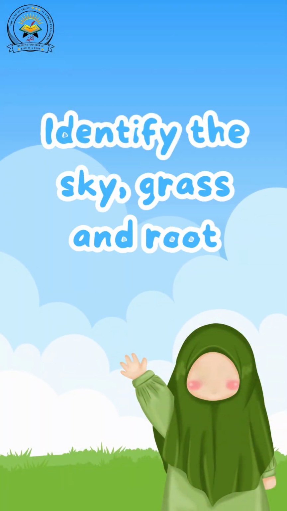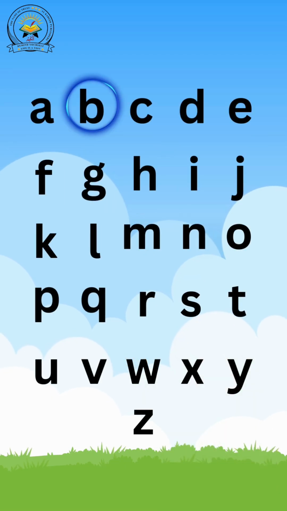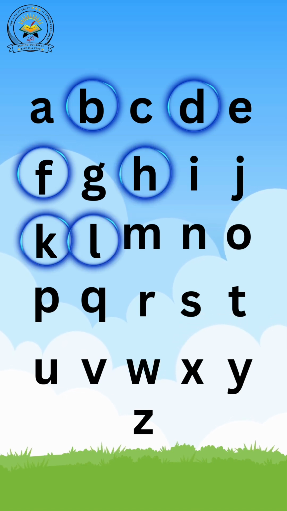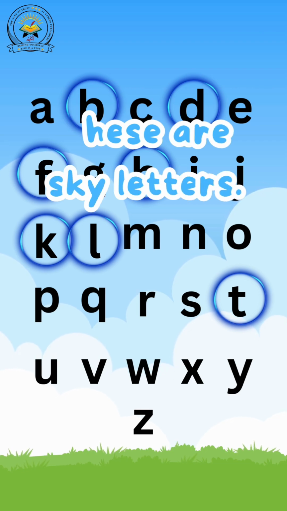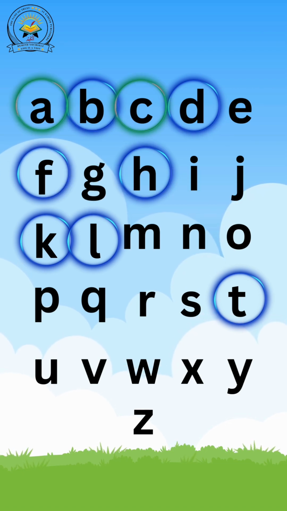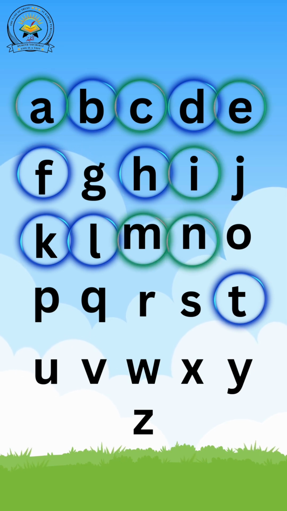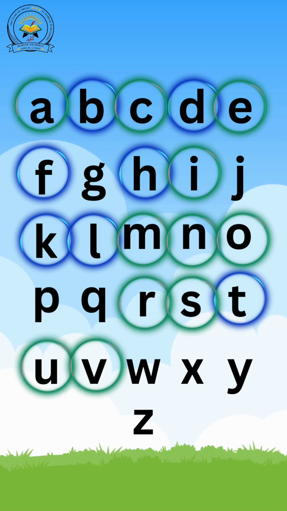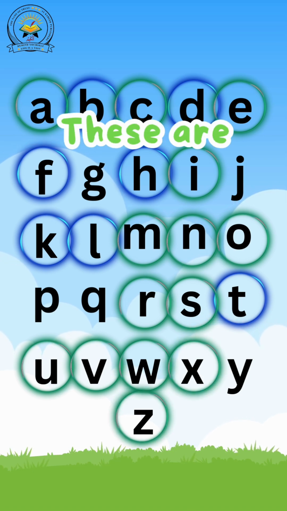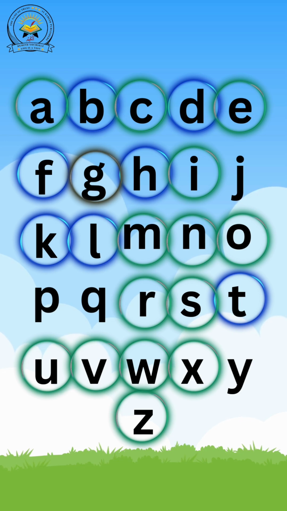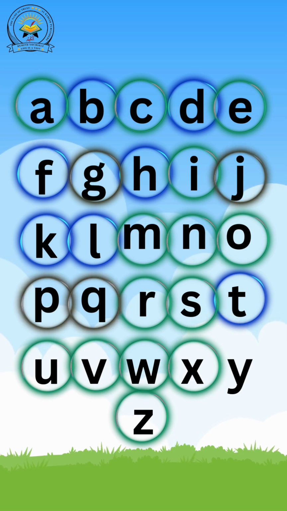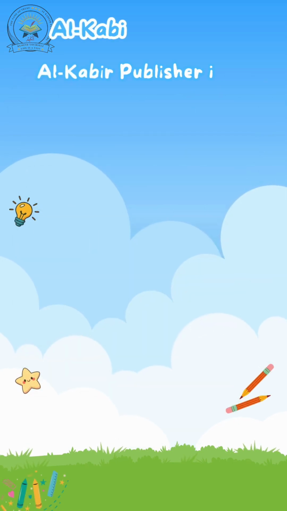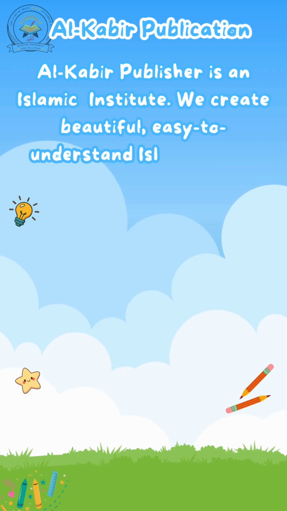Let's start, kids. Identify the sky, grass and root letters. B, D, F, H, K, L, T. These are sky letters. A, C, E, I, M, N, O, R, S, U, V, W, X and Z. These are grass letters. G, J, P, Q, Y. These are root letters.